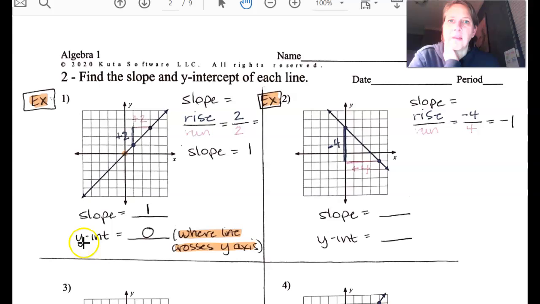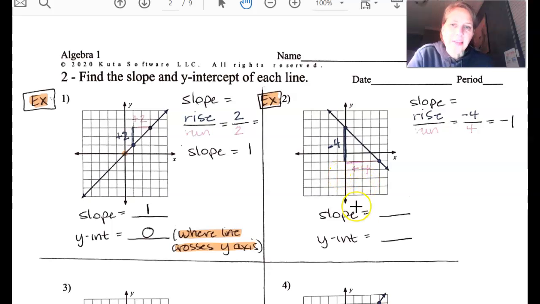We are doing the basics of Algebra 1, and this is the second worksheet in the basics, and it's called Find the Slope and the Y-intercept of each line. So here you've got two different examples that have been done for you. I guess the second one hasn't been completely done, but it's been partially done. So we're going to find the slope and the y-intercept of each line.